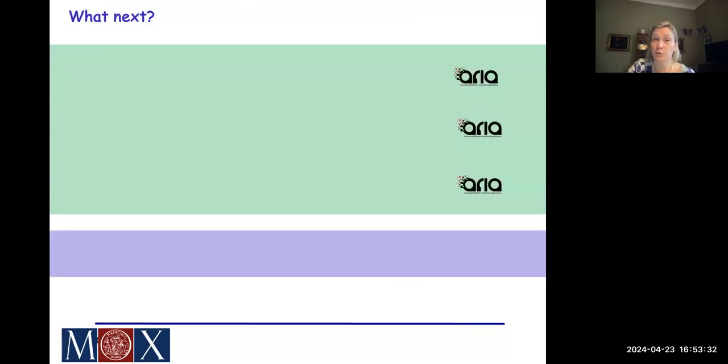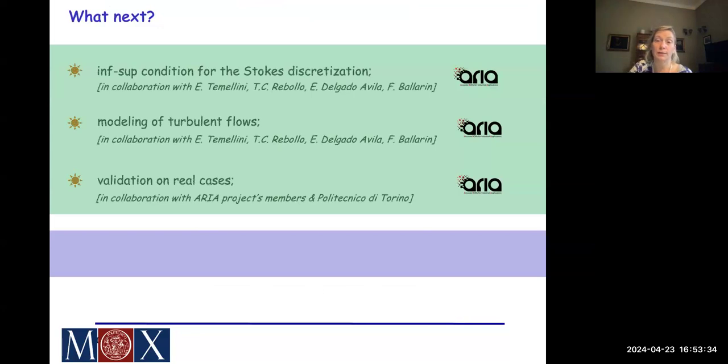And just to provide you with some hints about what we are working on. So there are two collaborations with Rebollo and his group, together with Erika Temellini, who is a PhD student of mine, and Francesco Ballarin, who everybody knows here. So we are working on proving an inf-sup condition for the HiMod discretization for the Stokes problem. We are starting to work on the addition of a turbulence contribution in the Navier-Stokes equation.